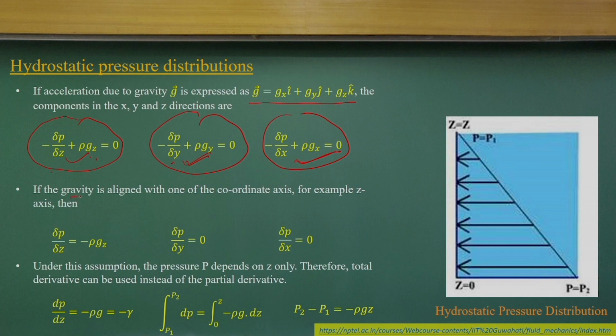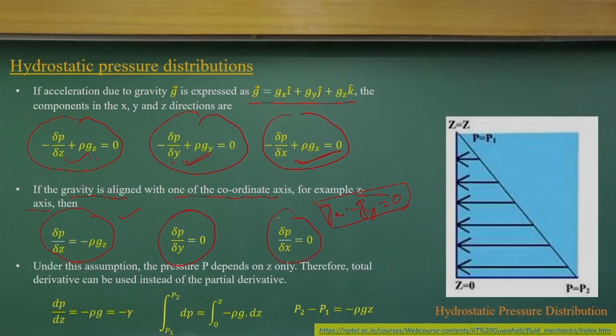Now, if you align the gravity along one of the coordinate axes, most times along the z direction, then only the z component remains, and the gx and gy components become 0 because there is no gravity component in the x and y directions. That means j is the vertical direction, and x and y are on the surface.